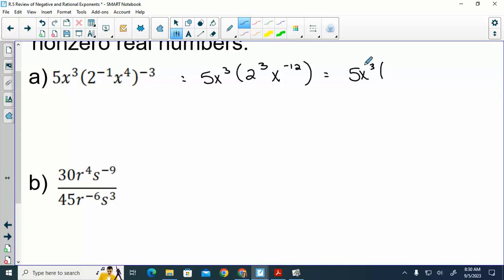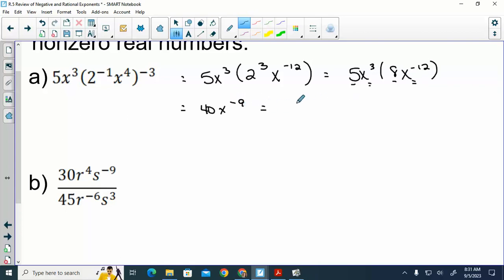I'm going to go ahead. 2 to the 3rd is 8. So then all this is multiplied together, so we can do it in any order. So if I multiply my numbers, 5 times 8 is 40. X cubed and x to the negative 12. What do you do with those exponents? Since the x is written each time, we add those exponents. So 3 plus negative 12.